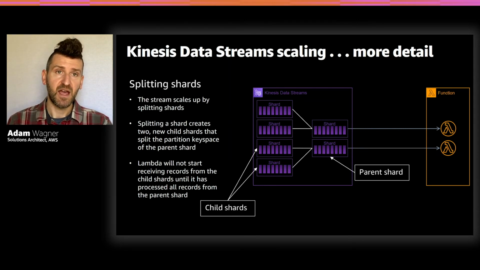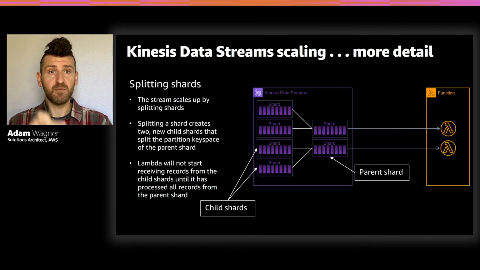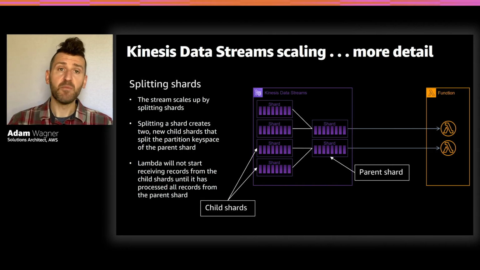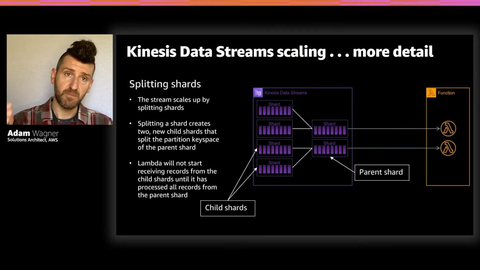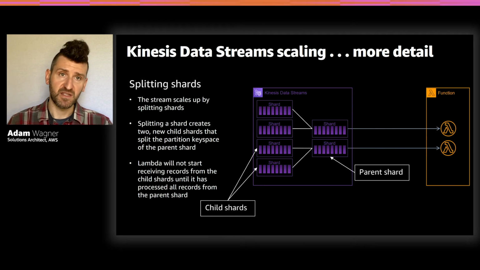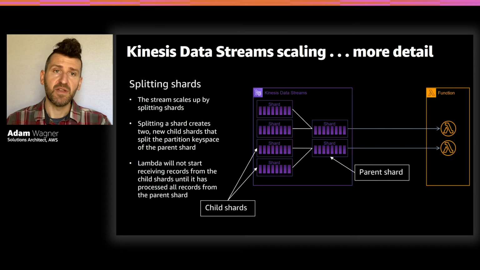that Lambda has to catch up to the end of the current parent shard before it starts reading from the child shards. So basically, as you update from 2 shards to 4 shards, new data that's being put in is going to be going into those new 4 shards. But remember, Lambda is making sure that you're processing things in order, so it has to finish processing the parent shard before it starts processing the child shard. So if you increase your shard count but don't immediately see an increase in Lambda concurrency, that could be the reason why.